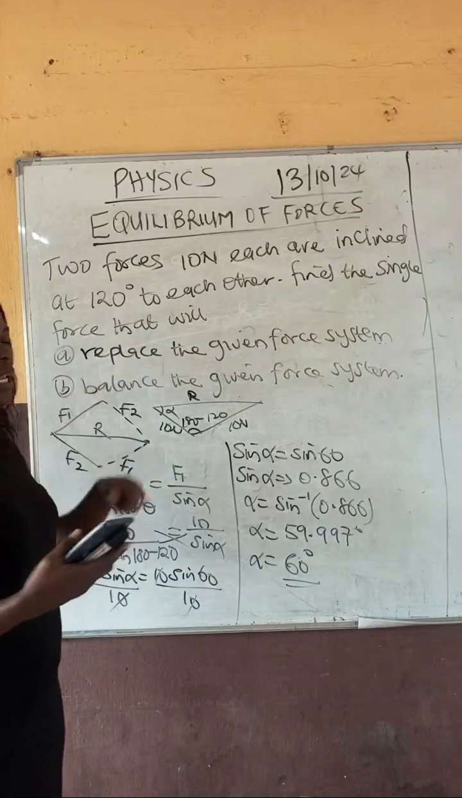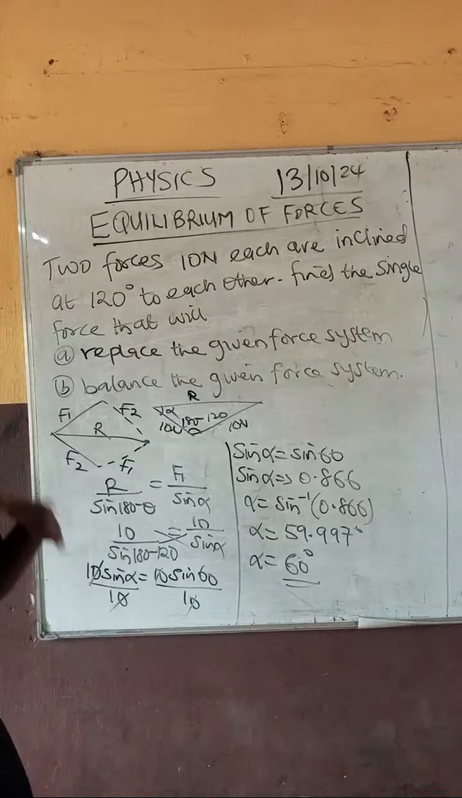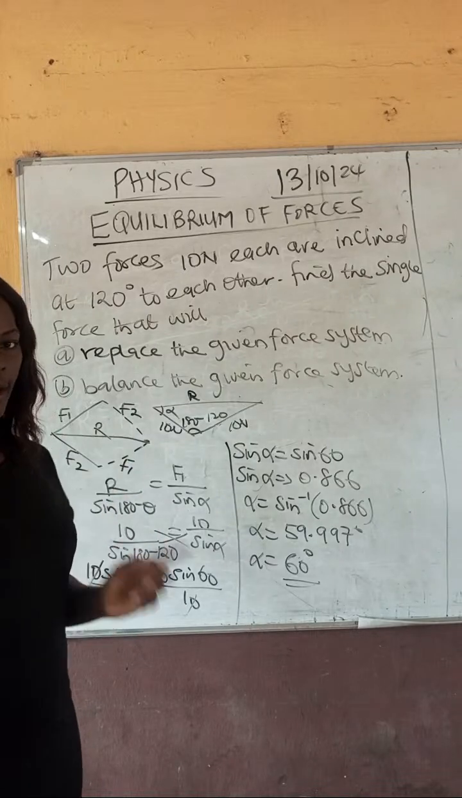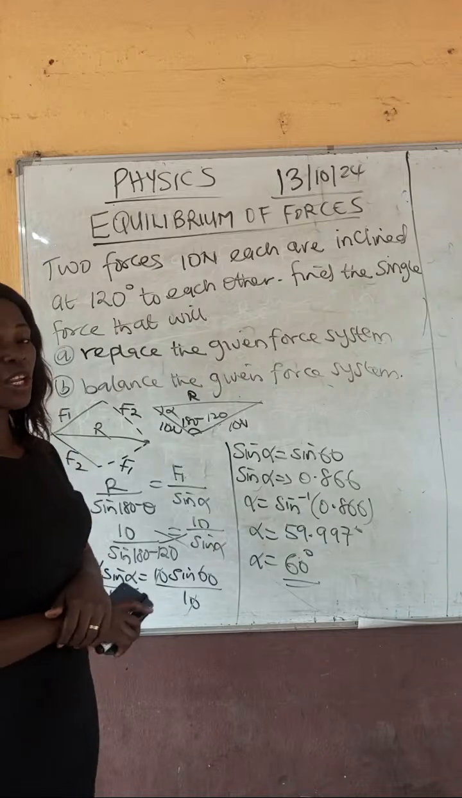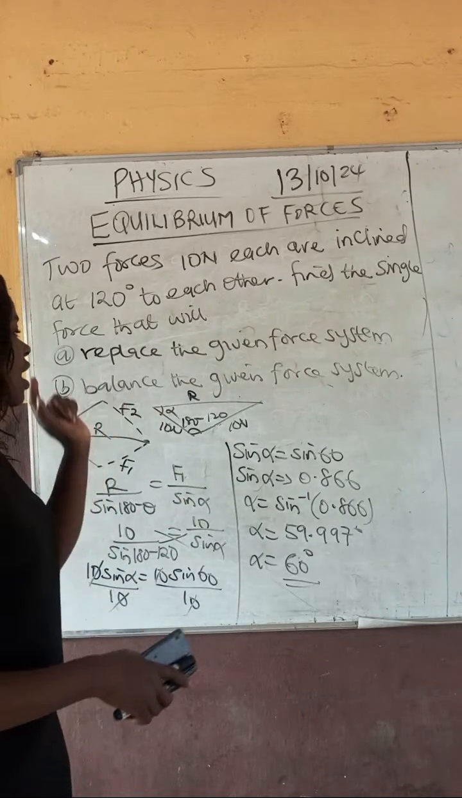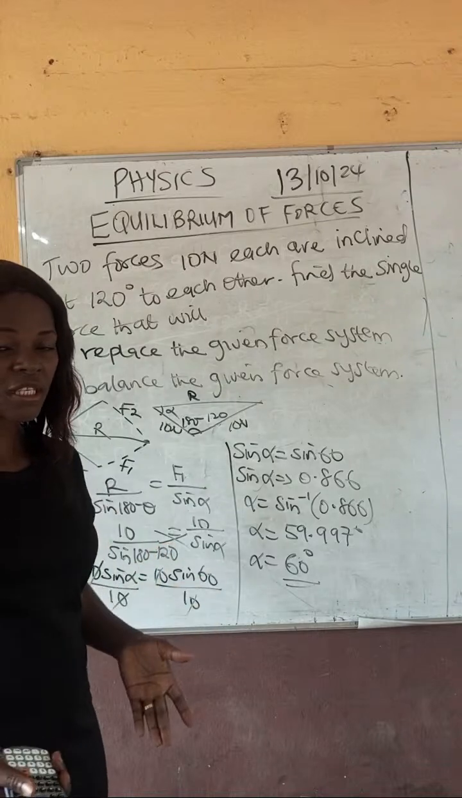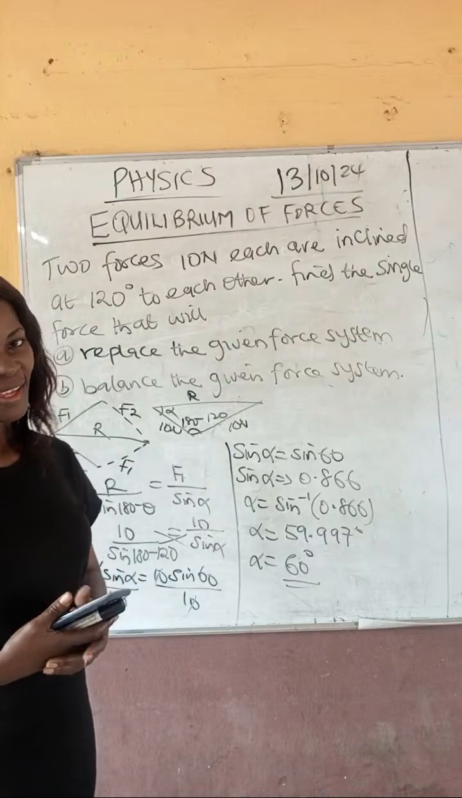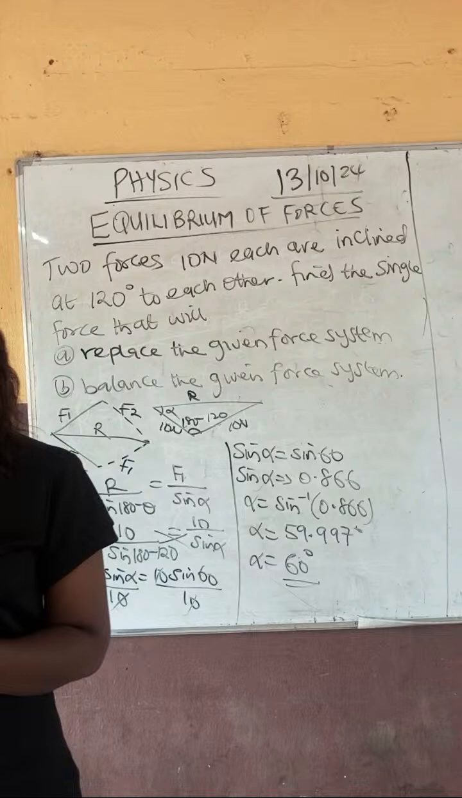Now for the one that will balance the given force system, that is the equilibriant force. And remember that it is equal in magnitude to the resultant force, but opposite in direction. Okay? So as we have gotten our resultant to be 10 Newton, it means that the equilibriant force is the same thing, that is 10 Newton, just that it is acting in the opposite direction to this one. I hope you understand. All right. So let's go to the next one.